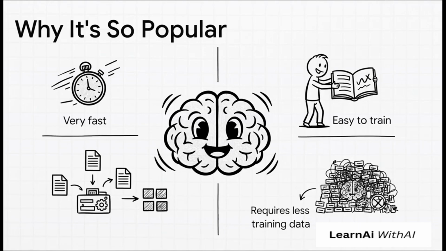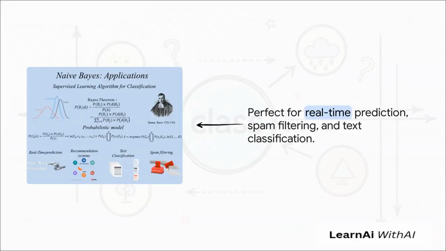It's also super easy to train. And this is a big one. It often gets fantastic results with way less training data than those big, complicated models need. And this mix of speed and effectiveness makes it the perfect tool for all kinds of things. Yeah, we've been talking about spam filtering, but it's also used for things like real-time predictions, sorting news articles into different categories, and even helping power recommendation systems.